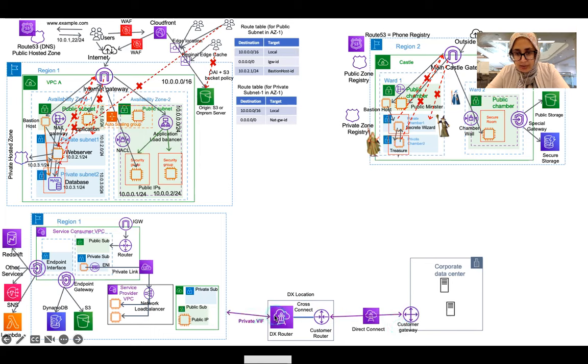And then you connect your DX router to your VPC through a private VIF, right? And then on the VPC side, you have a virtual private gateway. So there was too much in here.